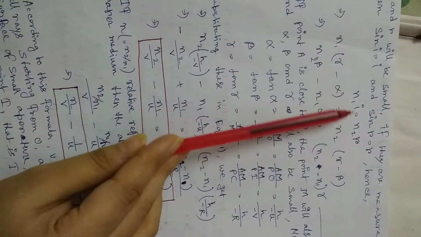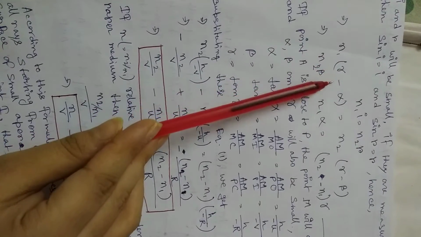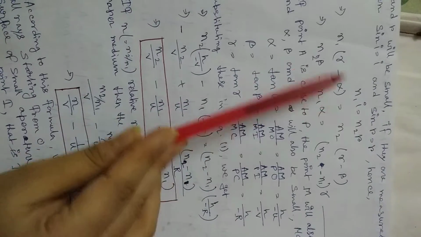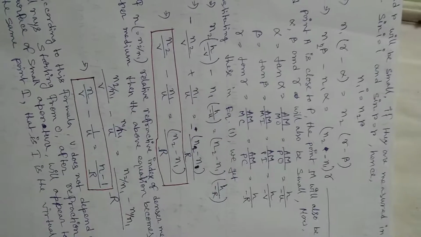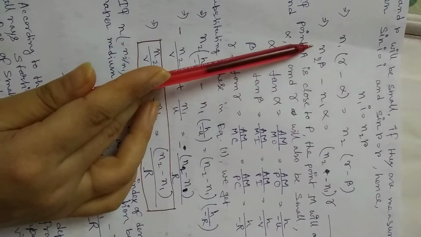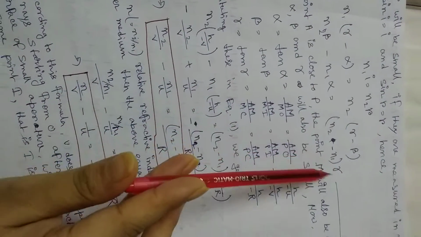Hence, n1 sin i equals n2 sin r. So, n1 into gamma minus alpha, we know i equals gamma minus alpha, and n2 into r equals gamma minus beta. So, after multiplying, n2 beta minus n1 alpha equals n2 minus n1 into gamma. So this is our equation 1.